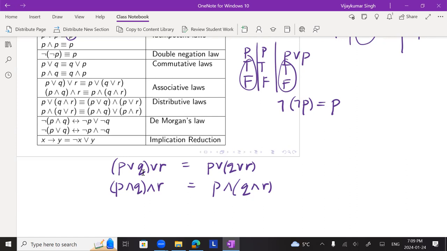In numbers also, we have associativity. For example, this is called associativity of numbers. You have 2 plus 3 plus 4. This is the same as what? 2 plus 3, 4.